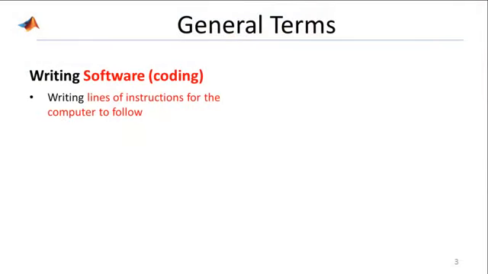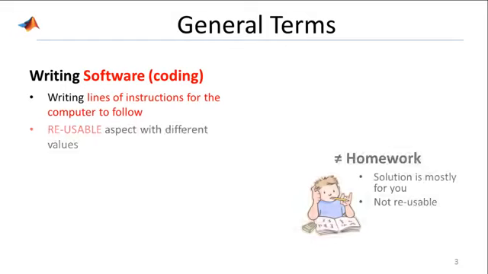First, let's go over some general terms. Since we are about to write software, let's first understand that software is a list of instructions followed by the computer to solve a given problem. Unlike homework, writing software has a reusable aspect. There is no reason to write software if there is no objective to reuse the set of instructions later. Homework is mostly to practice, but software is meant to be reused for different sets of inputs.